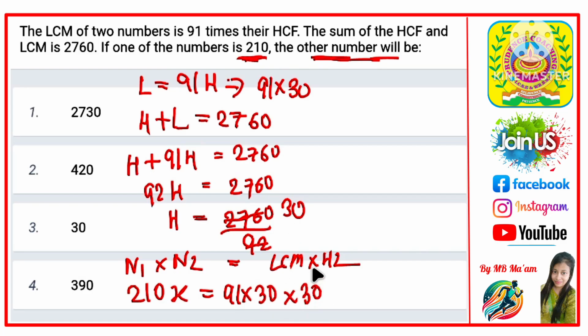Now if we cancel out this 0 and this 0, you can cancel. Here 3 into 7 is 21, and 7 ones are 7, 7 threes are 21, so 13. 13 into 30, if you do, then we are getting here 390. So 390 will be our final answer, that is option number 4.